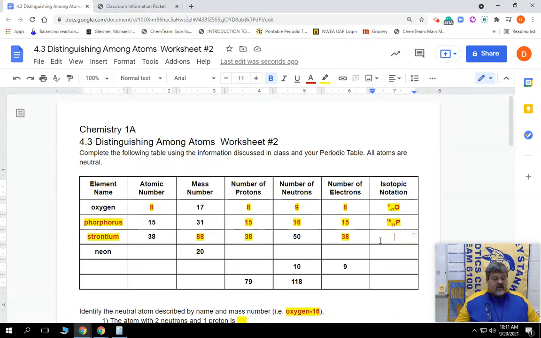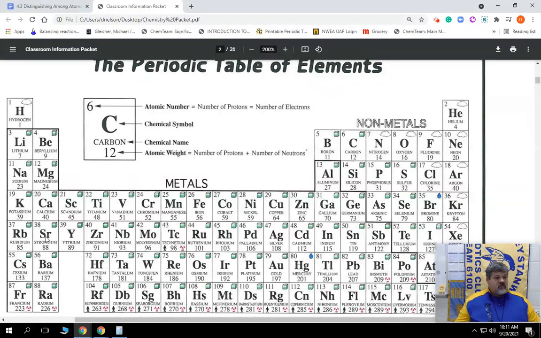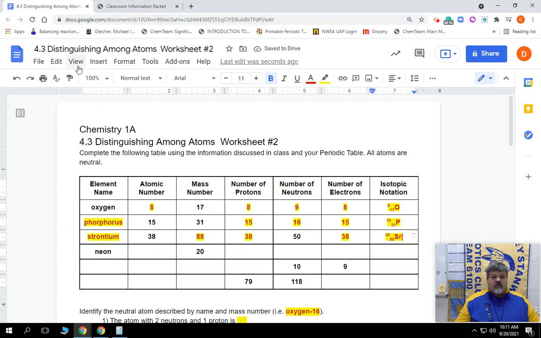So we do our atomic number, which is going to be, again, control greater than 38, control less than 88, because that's the mass number. Control less than gets us back up to our normal, and then we have capital S, lowercase r. Let's double check that again for strontium. Strontium, capital S, lowercase r, and we're done with that one. So let's go on with neon.